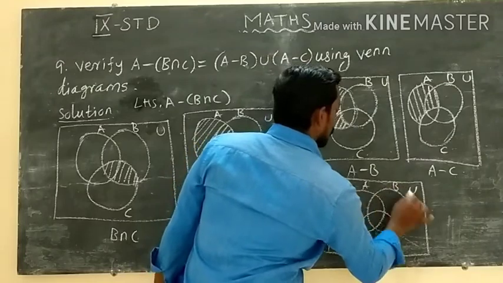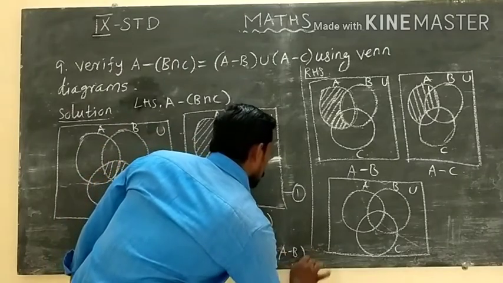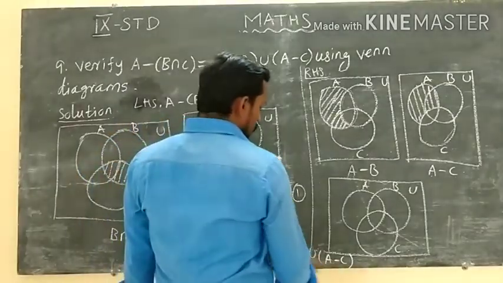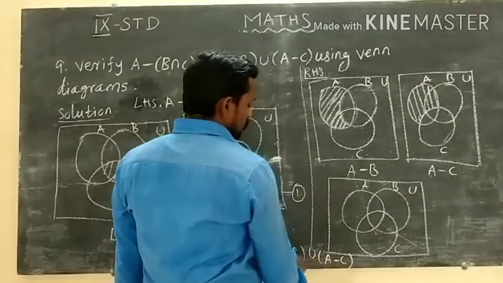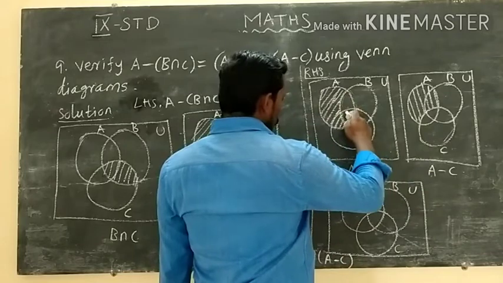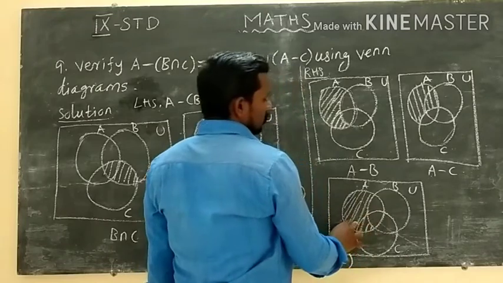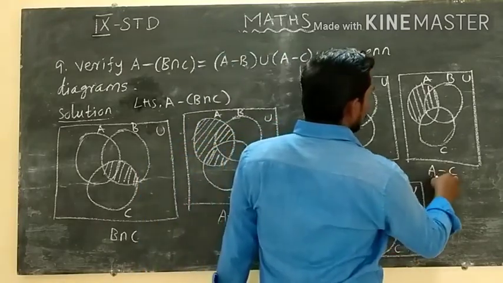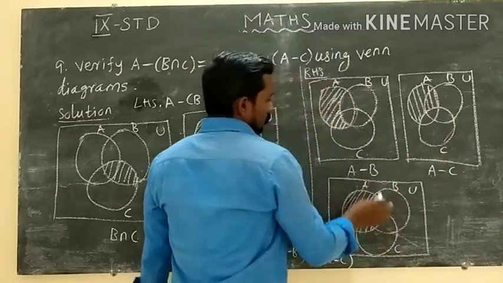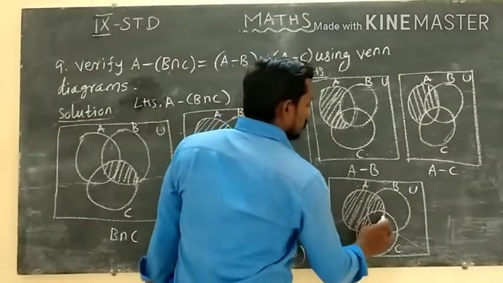Union A, B, C. The question is A difference B union A difference C. So join together these two pictures. Consider these two. That means the A difference B diagram together with the A difference C diagram. This lies on B also. So compare both figures. All sides are shaded. Then the remaining, we get only this portion.